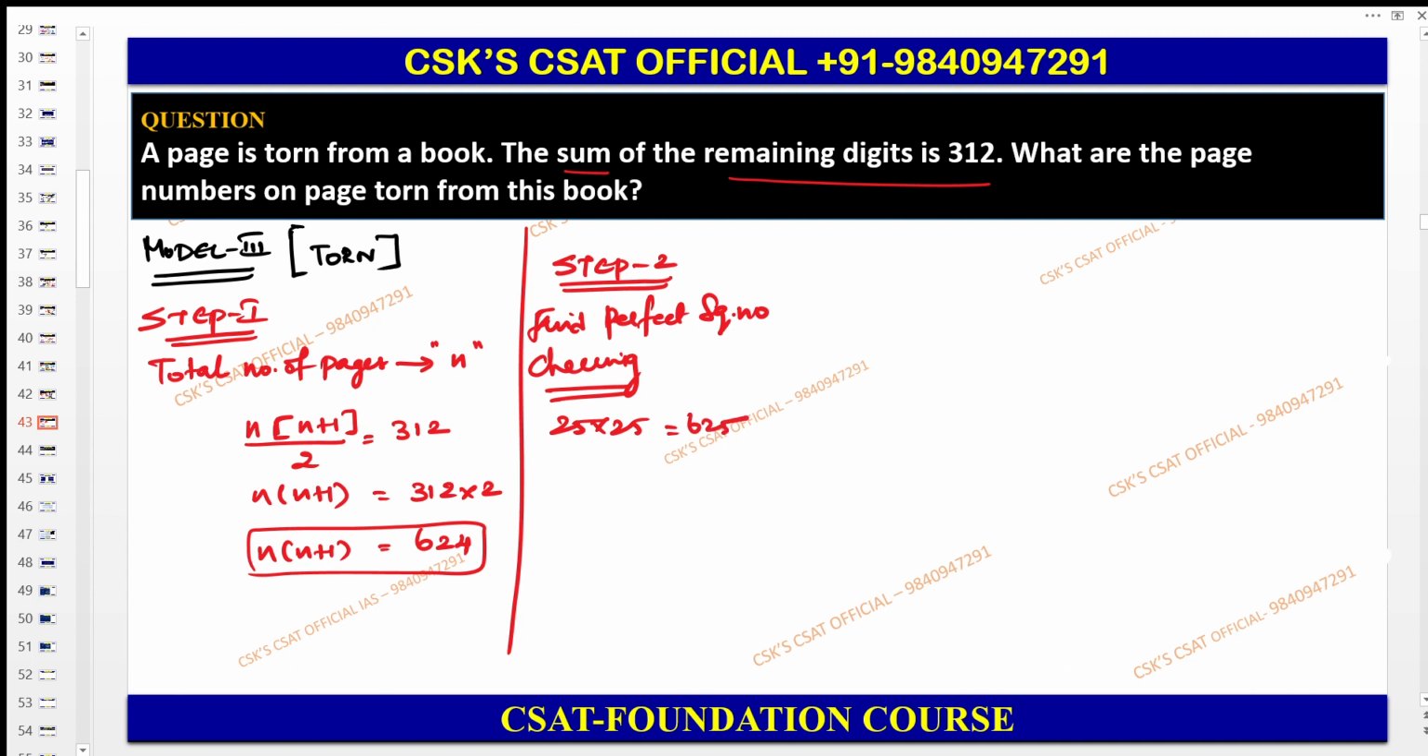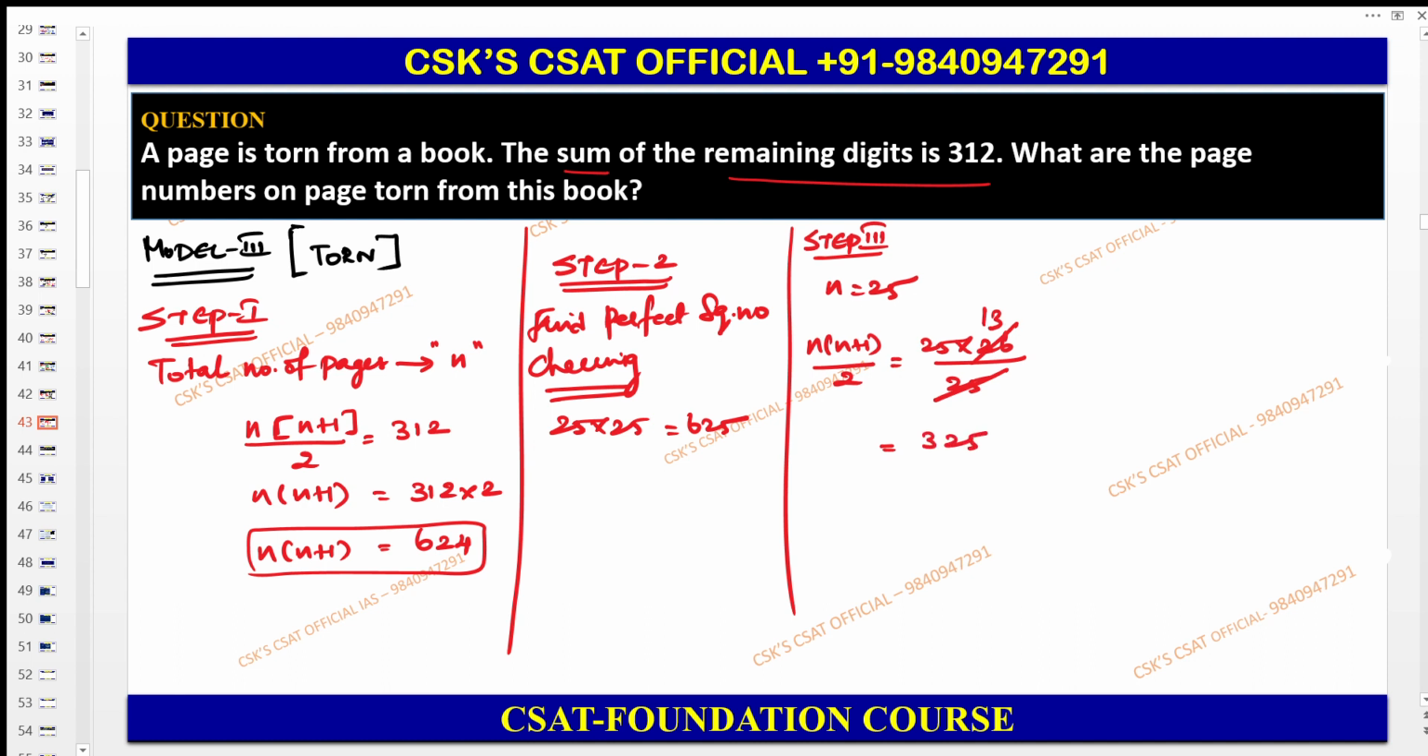Now same procedure. Step number 3, model 2. Whatever process you have done, repeat the same here. Now n is equal to what? 25. Now find this. So n into n plus 1 by 2 is equal to 25 into 26 by 2. Cancel this, 13. Now 25 into 13 is 325. Then what you need to do is find the missing number. The fourth step is important; this is the third step. Listen carefully. What is the missing number? 325 minus 312, which is equal to 13.